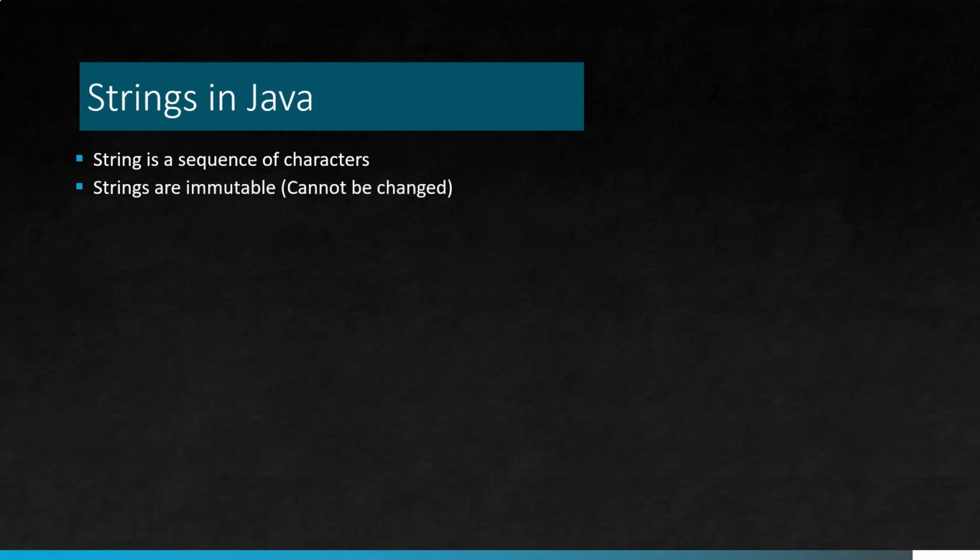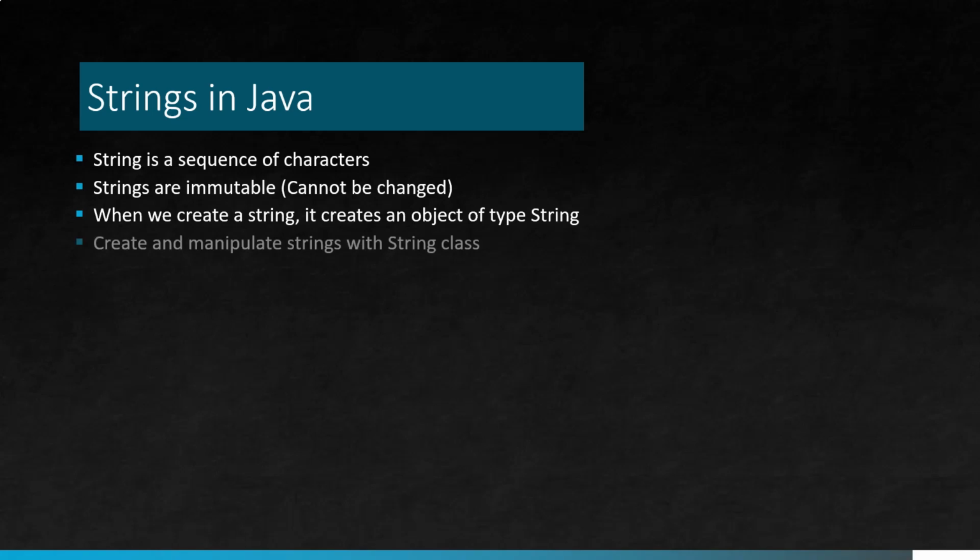Strings are immutable, which means you cannot change a string once it is created. We can create a string, but it creates an object of type String. We can create and manipulate strings with the help of the String class. The String class in Java provides you with different string methods to manipulate your strings. We are going to look at all of those methods in our subsequent sessions.